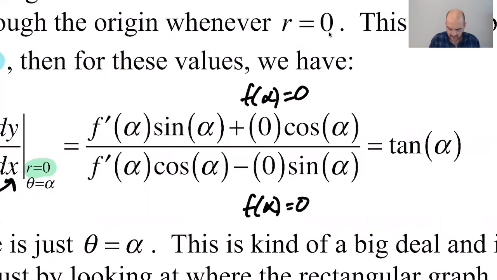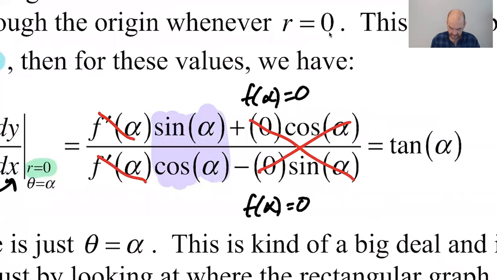So what happens? This part is going to cancel out because of the zeros. That's gone. F prime over f prime is going to cancel. All that's left is sine over cosine, and sine over cosine we know is tangent. So when you're at the origin, the slope of the curve is tangent of alpha. We're getting our tangent lines.